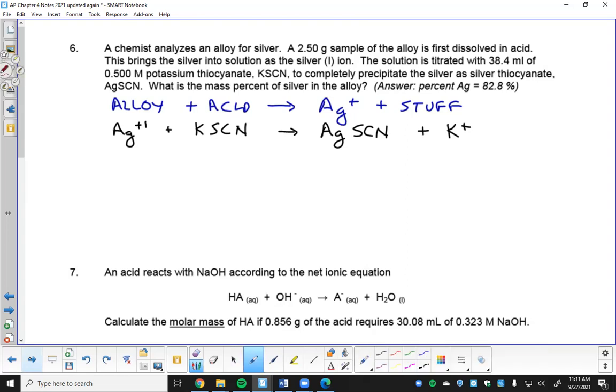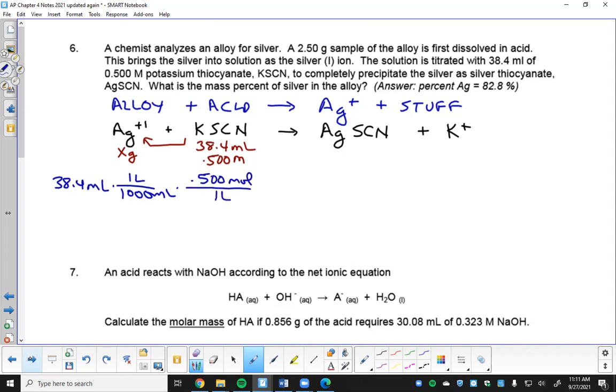But now it becomes fairly straightforward. We got 38.4 mL of a 0.500 molar solution. We want to figure out how many grams of silver are in that 2.5 gram sample of the alloy. Use the mole ratio. And the molar mass of silver ions is the same as the molar mass of silver. You do not have to do anything special.